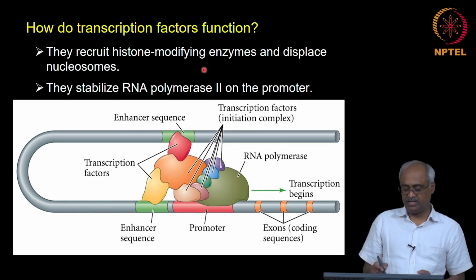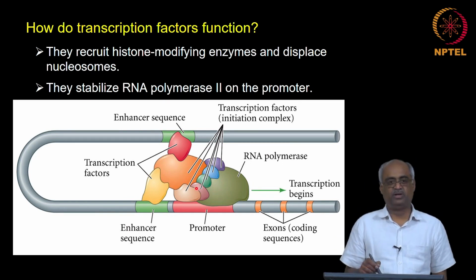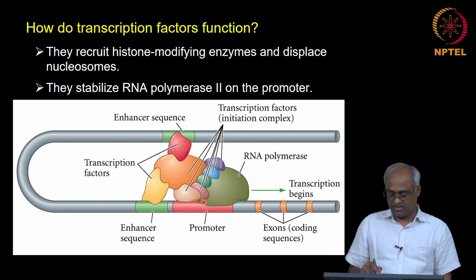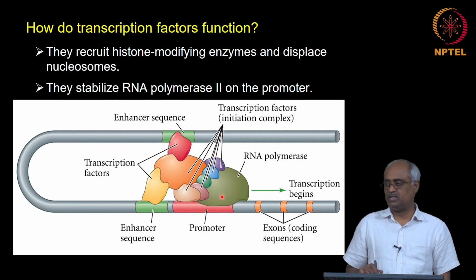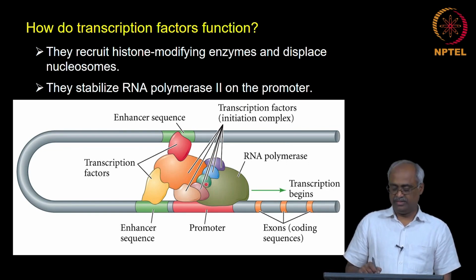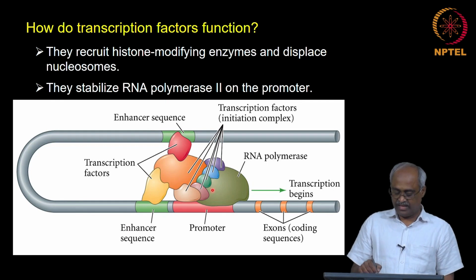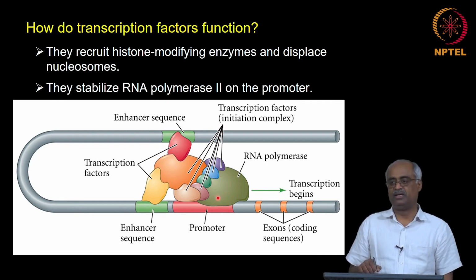And the second is they stabilize RNA Pol2. Oftentimes RNA Pol2 bound to the core transcription factors, as shown in this cartoon, is not very stable, but when these transcription factors bound to the enhancer interact with all these proteins, they make a much more stable initiation complex.